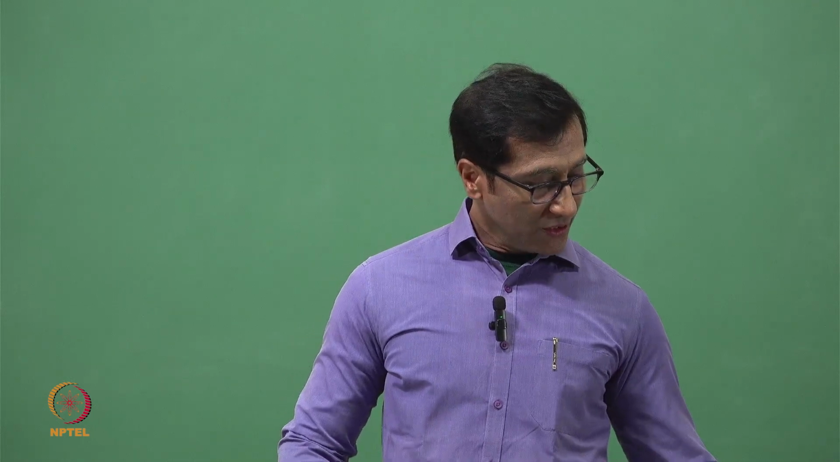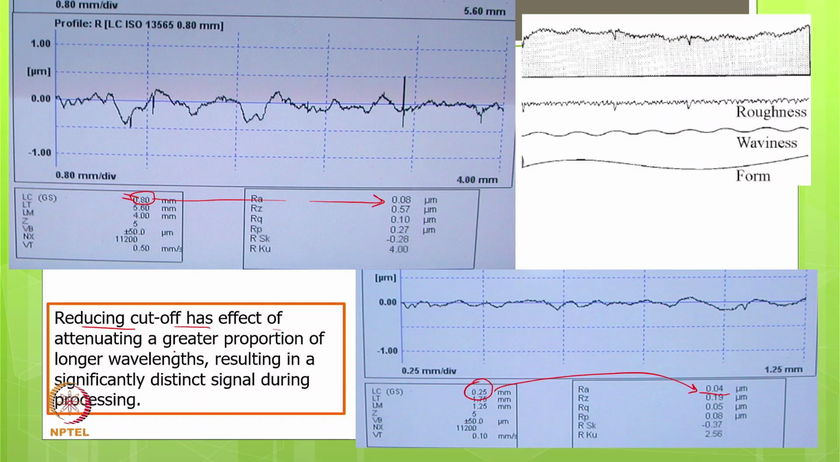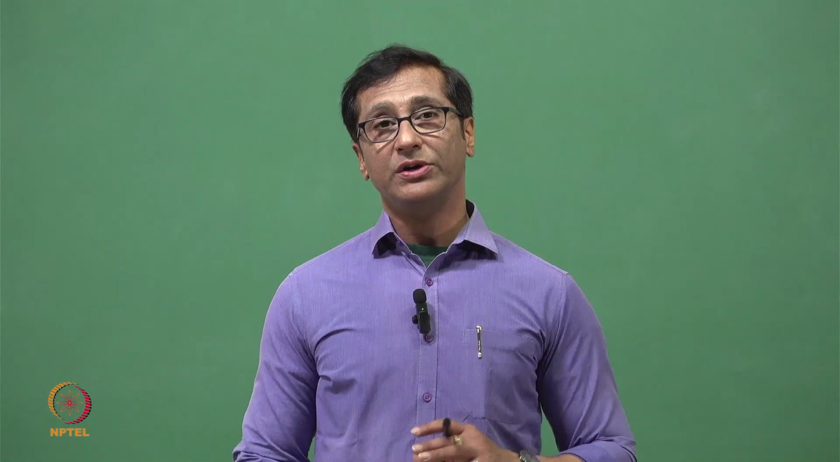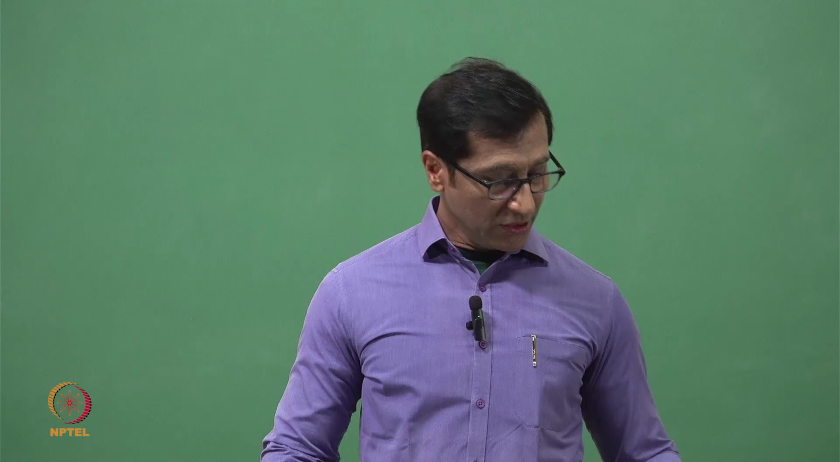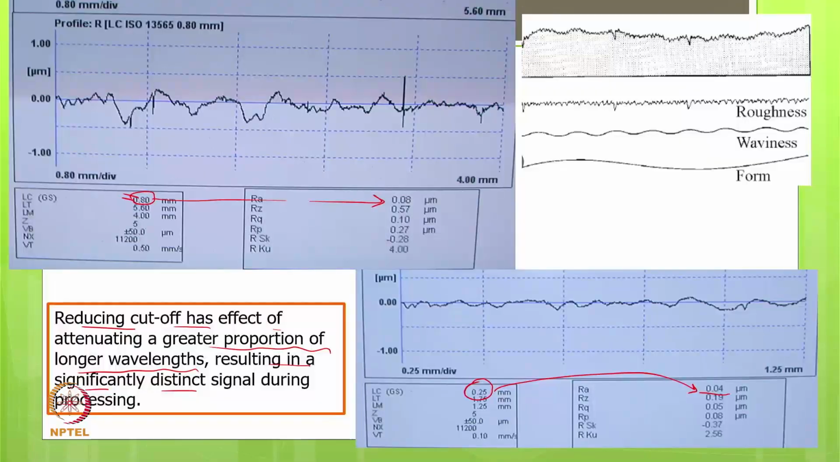So that's why we say reducing the cutoff length has an effect on attenuating. The main thing is a greater portion of larger wavelengths, because surface roughness is restricted to smaller wavelengths, not longer wavelengths, and that needs to be accounted for when we do modeling in this situation. So that's how important it is for us. The reason being, this is a surface roughness profile, the profile of the surface. Now roughness has very low wavelength. Waviness is slightly on the higher side, form is slightly on the higher side.